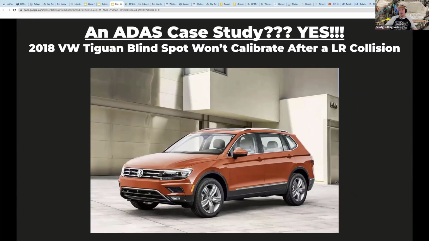So basically, the blind spot module resides back in the bumper here, and it is responsible for warning the driver if there is a vehicle in the blind spot, hence the name.